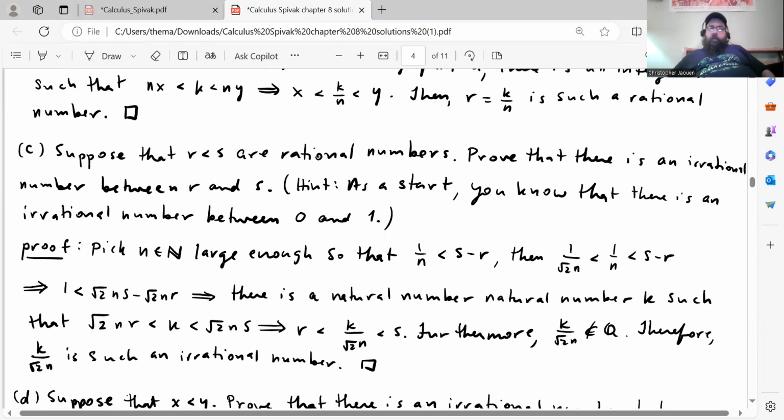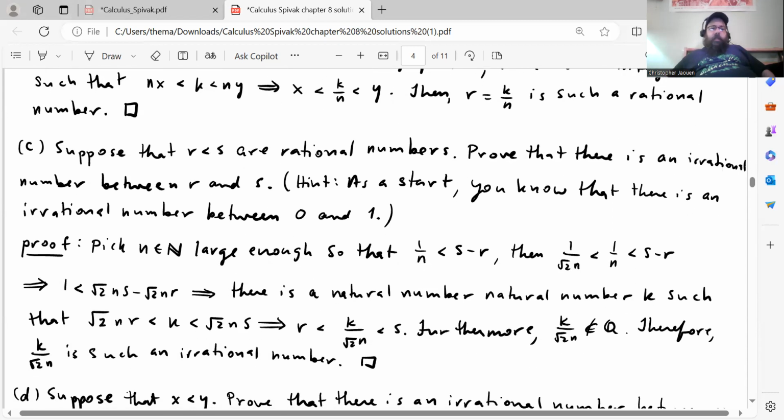Going on to part C. Suppose that r is less than s are rational numbers. Prove that there is an irrational number between r and s. Again, he gives a hint here. He says, as a start, you know that there is an irrational number between 0 and 1.